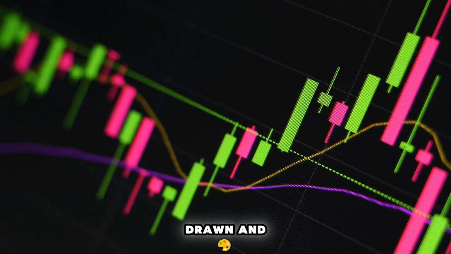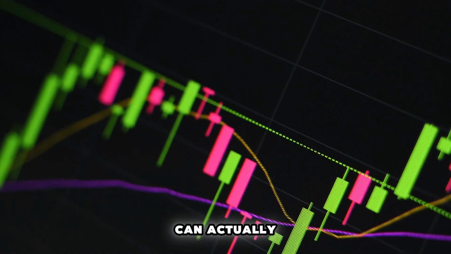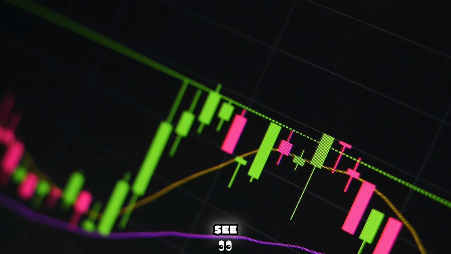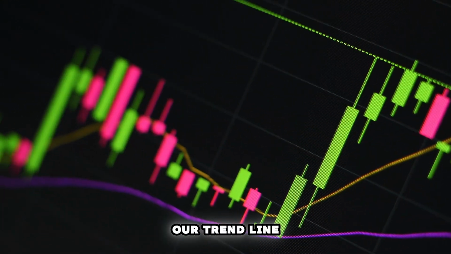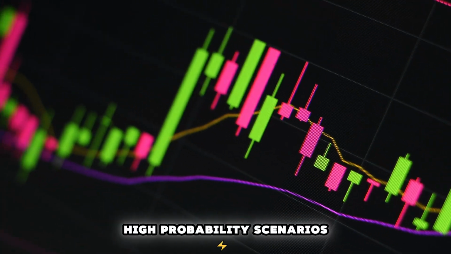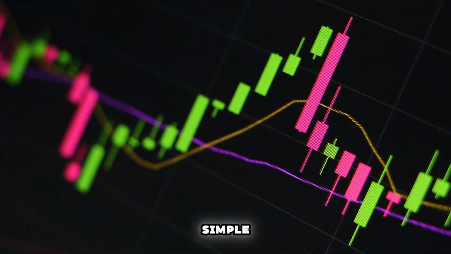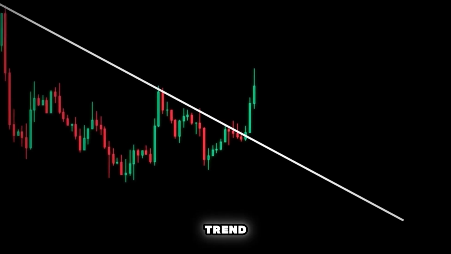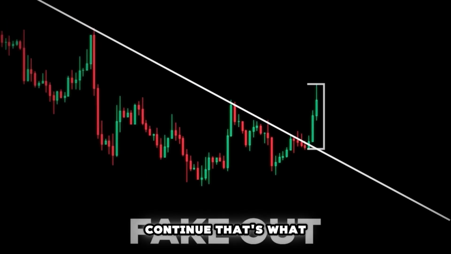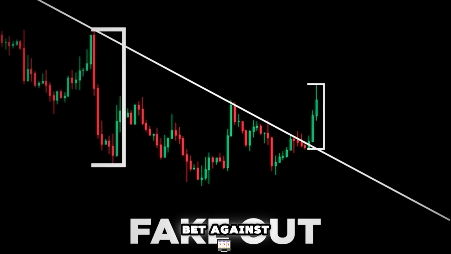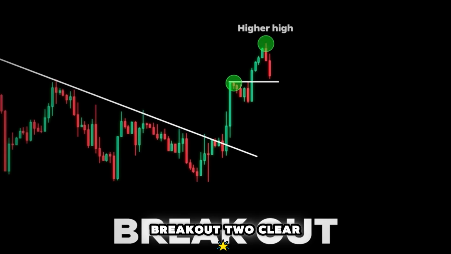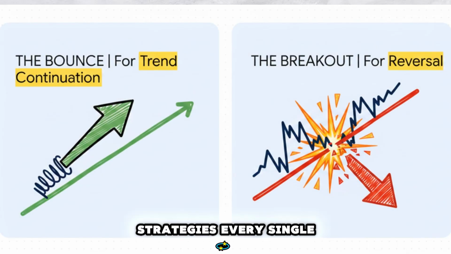Alright, now for the fun part. Our lines are drawn and they're accurate. Now we can actually build our strategy. See, every single time the price comes up to our trend line, it sets up one of two high probability scenarios that we can trade. And here they are. It's really that simple. You can either bet with the trend, expecting it to continue. That's what we call the bounce. Or you can bet against the trend, looking for a reversal. And that's the breakout. Two clear paths, two distinct strategies every single time.